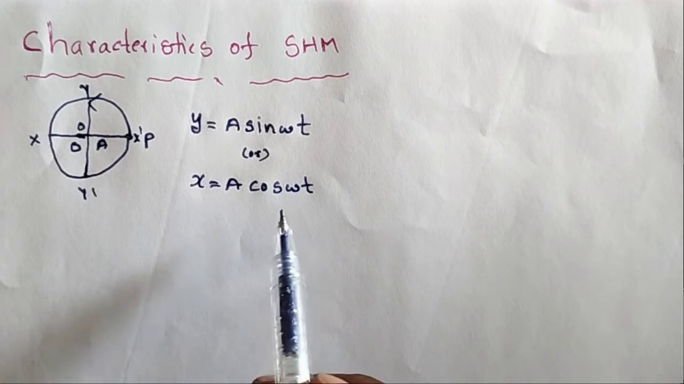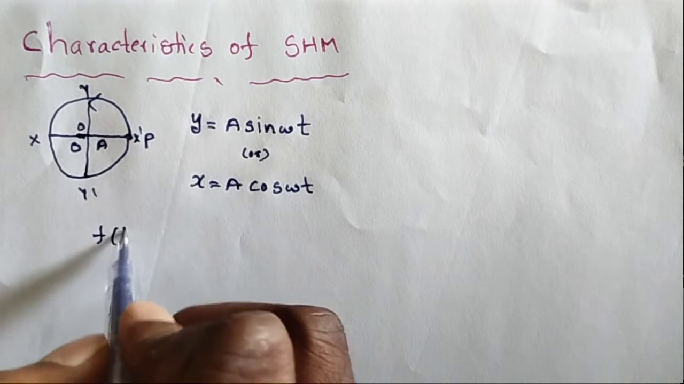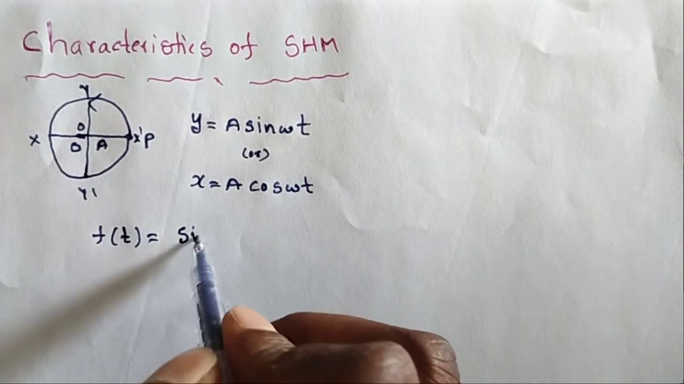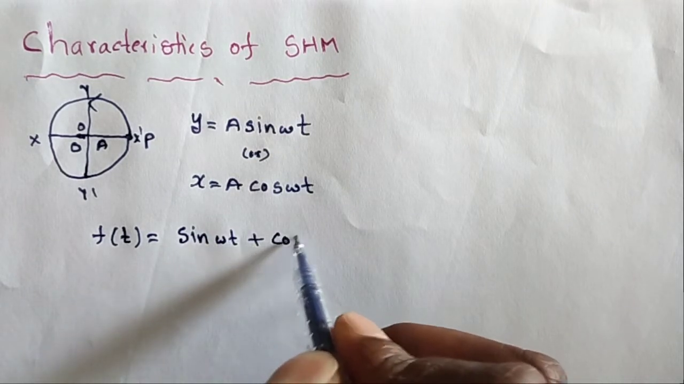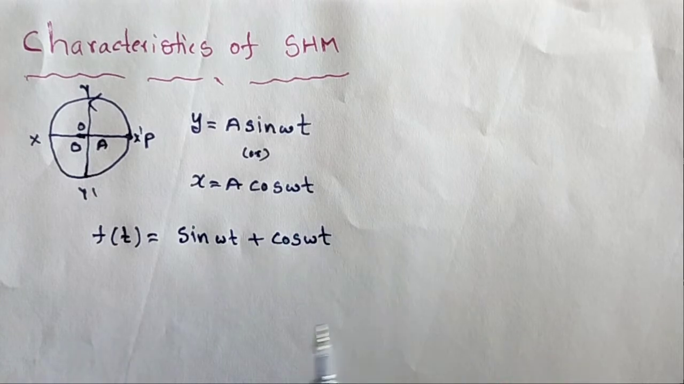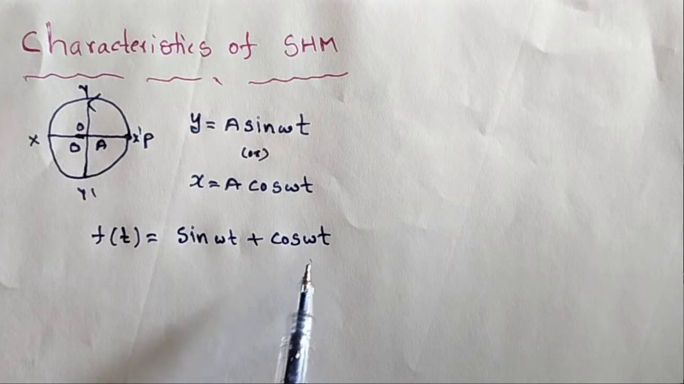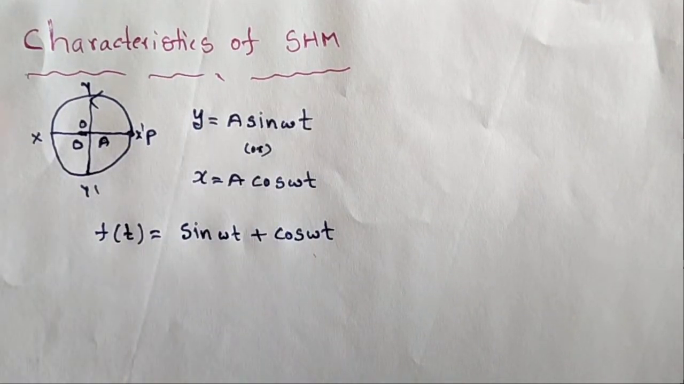Sometimes there is a combination of simple harmonic motions. Take f of t as one function. What is the combination? That is sine omega t plus cos omega t also. The combination of sine omega t and cos omega t also gives simple harmonic motion. Today I will discuss the characteristics of simple harmonic motion.